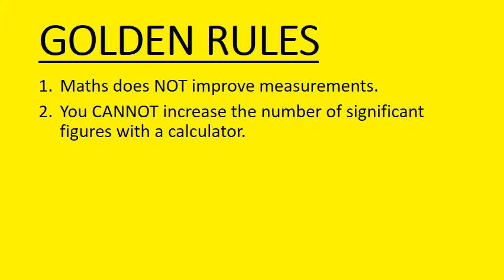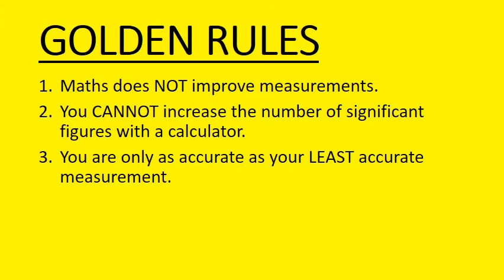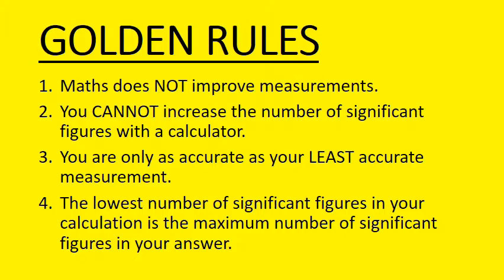Okay, that's pretty much the same thing as the first one. You're only as accurate as your least accurate measurement. So if you do a whole bunch of measurements to the nearest millimeter, and then you do 1 to the nearest meter, well, guess what? That's the accuracy of your answer. So your answer needs to be rounded to the nearest meter. The lowest number of significant figures in your calculation is the maximum number of significant figures in your answer. So whatever you choose to start with, you've got to make sure your significant figures are consistent throughout. And we'll go through a couple of examples here to show some common traps.